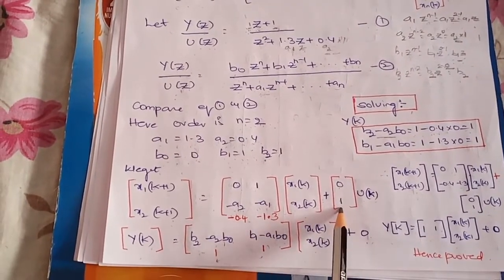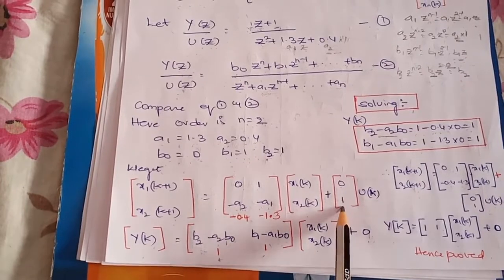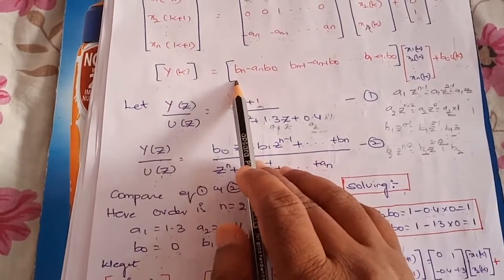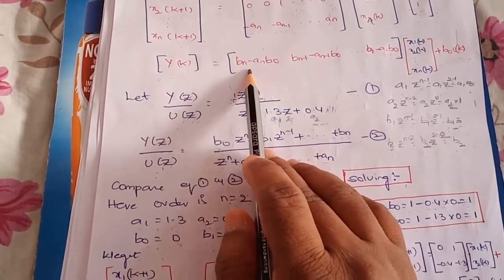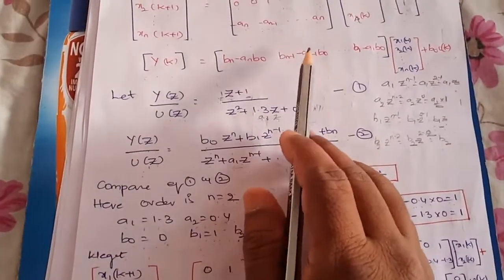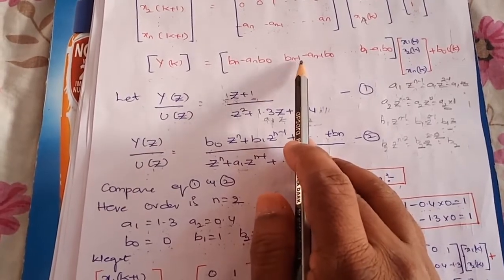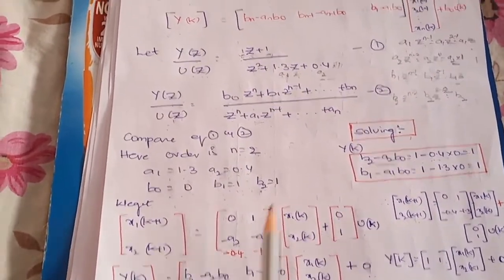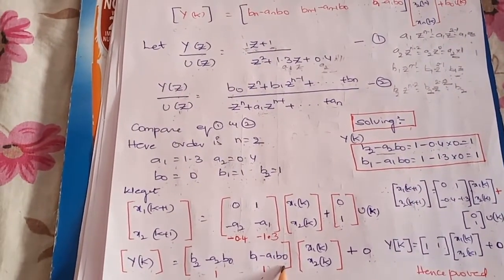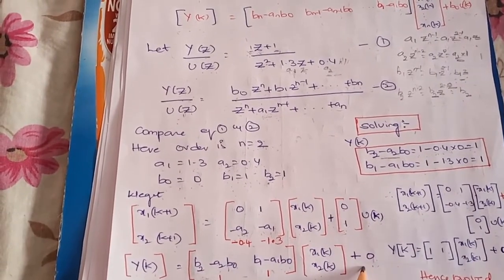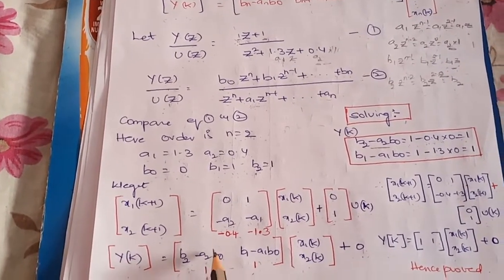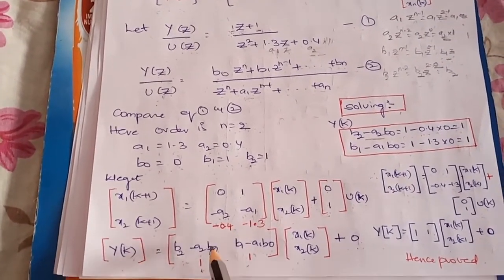Plus, since it is a 2 by 2 matrix, simply write the B matrix as 0, 1 into u of k. Coming to the output equation, y of k equals bn minus an b0. What is n? 2. So b2 minus a2 b0. What will be the next term? bn minus 1, 2 minus 1 is 1, so b1 minus an minus 1, a2 minus 1 is a1, a1 into b0, into x1 of k, x2 of k, plus matrix D will be 0. So this is how to represent a given controllable canonical form in the standard state space representation.